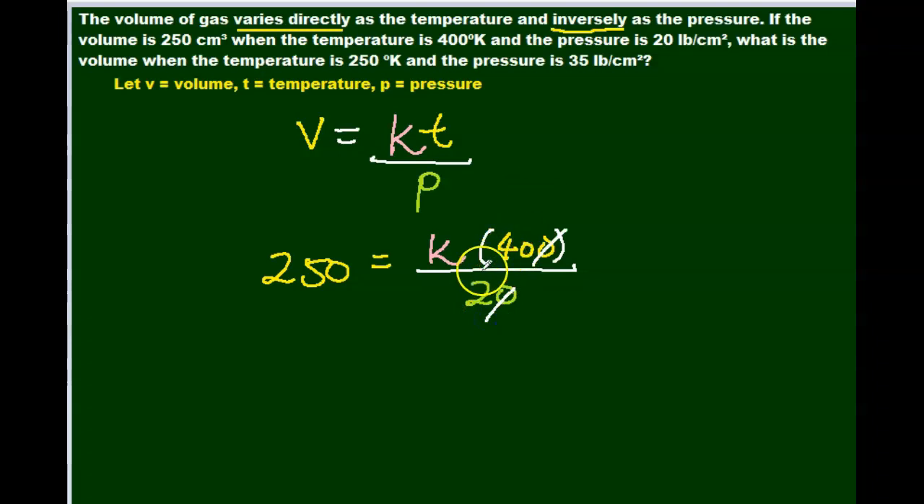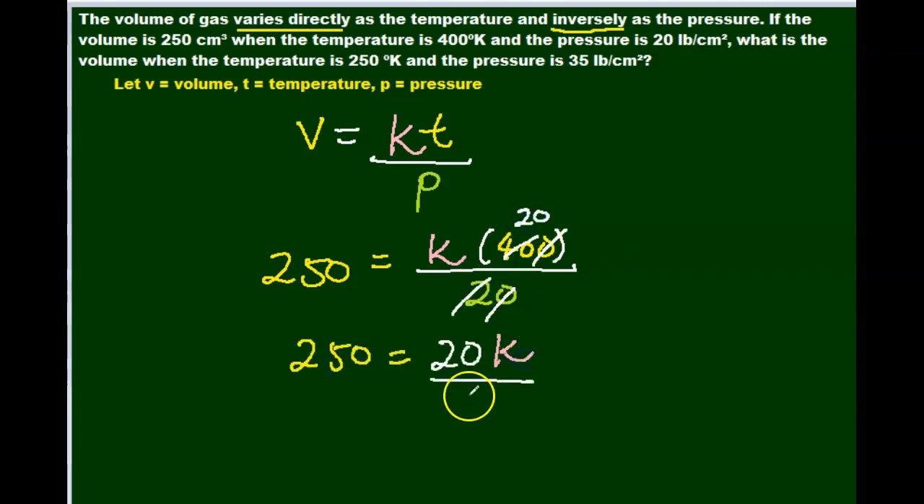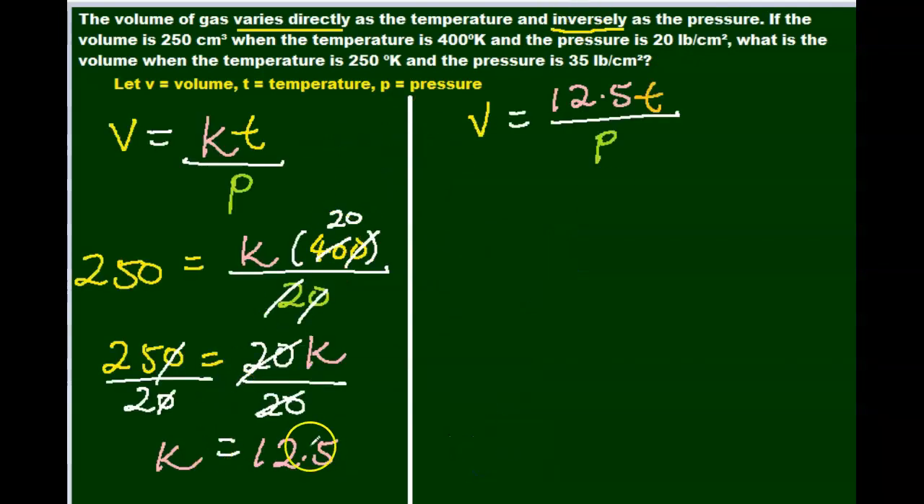Cancel out our zeros. 40 divided by 2 is 20. 250 equals 20K. Divide both sides by 20. Zeros cancel out. The 20s cancel out. 25 divided by 2 equals 12.5. Now that we have our value of K equals 12.5, we can plug it back into our equation. And we can say V equals 12.5 T over P.